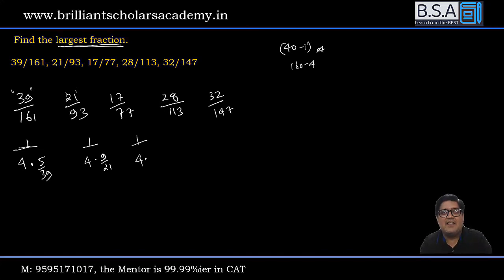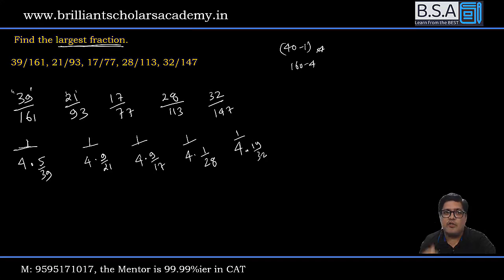68. So 9 by 17. What is 4 times of this number? 112. So how much more? 1 by 28. 4 times of 32 is 128. 128. कितना ज्यादा है उससे? 128 से? 19 by 32.